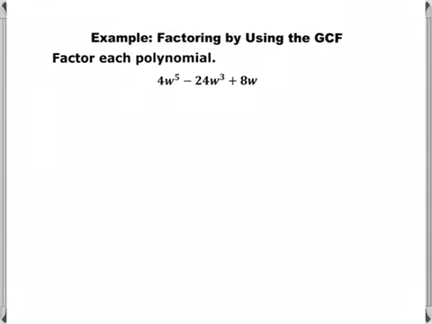We're going to do the same thing here. We've got to find the GCF first. So I've got 4, 24, and 8. So the GCF for the coefficients is 4. I have a w that I can take from each term. So I've got 4w as my GCF.